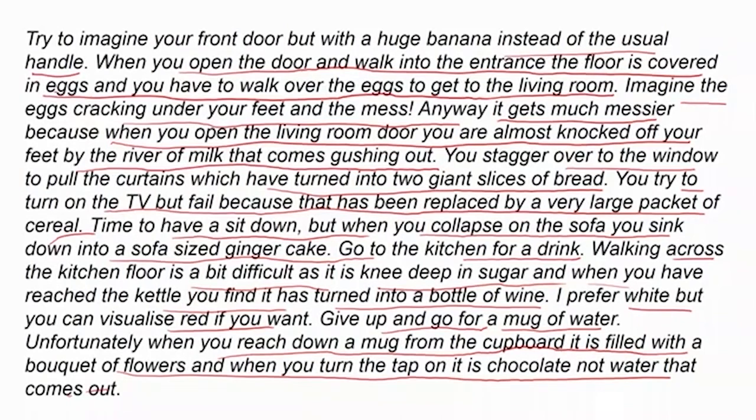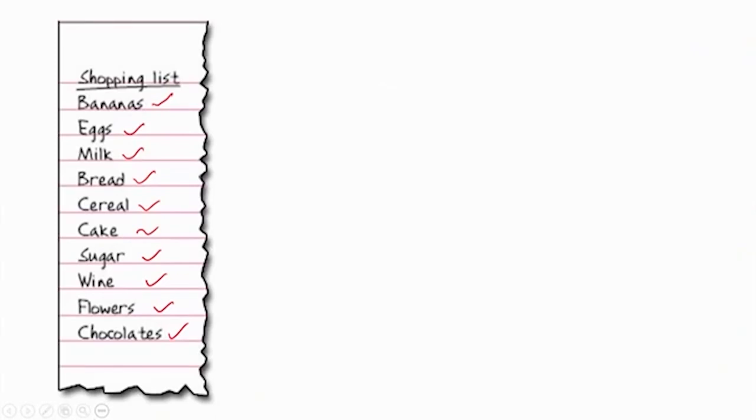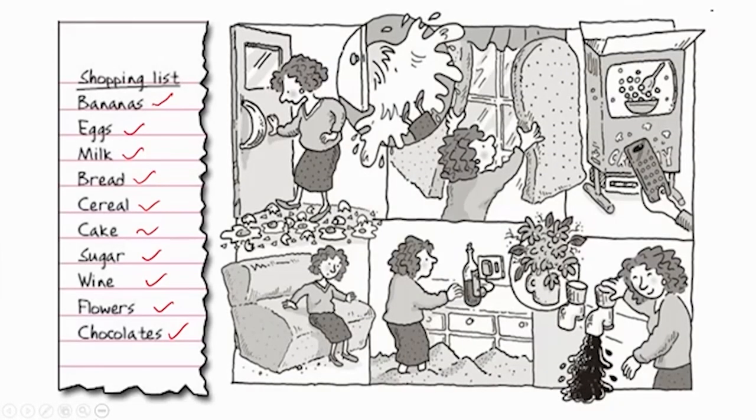So I created a scenario like this. I created a picture like this and these are the 10 items which I want to remember. So this is the mental picture. Here is where the banana is, here is where the eggs are, which are crackling. These are the window curtains which are now like bread. The TV turns out to be a giant cereal box. And I'm sitting on the sofa which looks more or less like a gingerbread. And then the water turns out to be wine and chocolate comes out of my tap and here are flowers. So what I've done is I have taken all these things and put them into this figure.